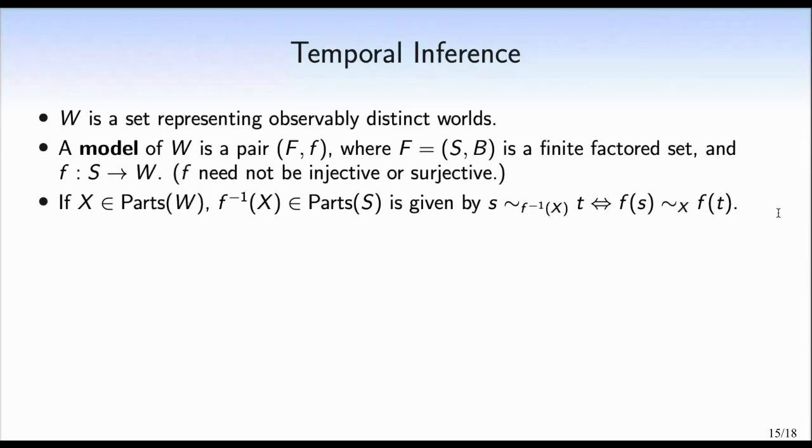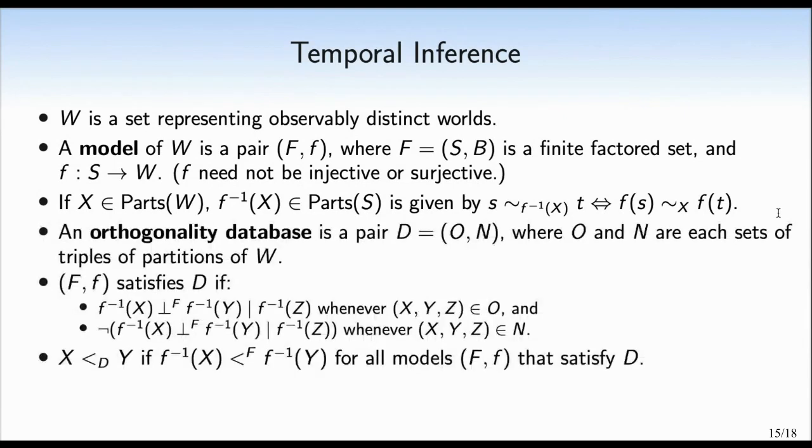And then if I have a partition of W, I can send this partition backwards across f and get a partition of S. And then what we're going to do is take a bunch of orthogonality facts about W, and then try to find a model which captures the orthogonality facts. So an orthogonality database, D, is a pair O comma N, where O means orthogonal and N means not orthogonal, which are sets of triples of partitions of W.